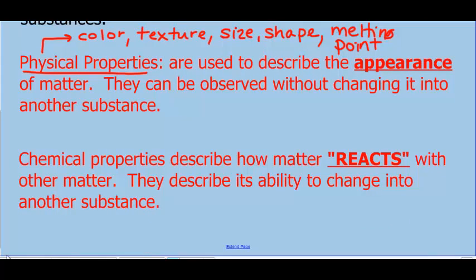The big word with chemical properties is the R word. Chemical properties describe how matter reacts with other matter. They describe its ability to change into another substance. So for example, rusting is a chemical property. Rusting is really the reaction of iron with air. Rusting is really iron reacting with oxygen.